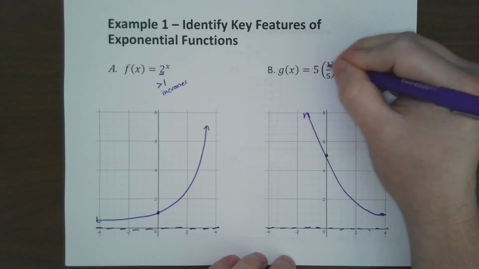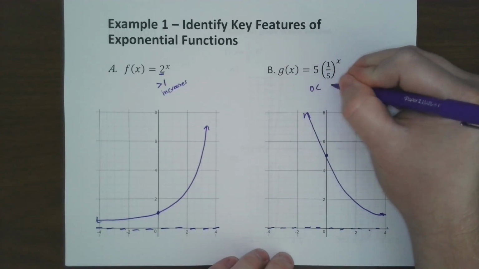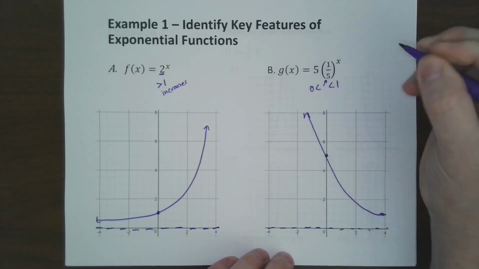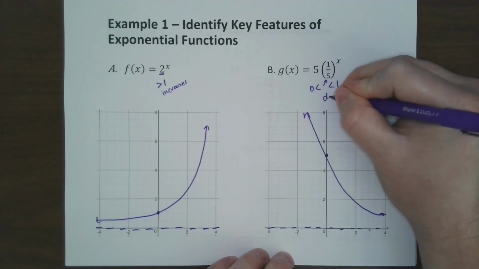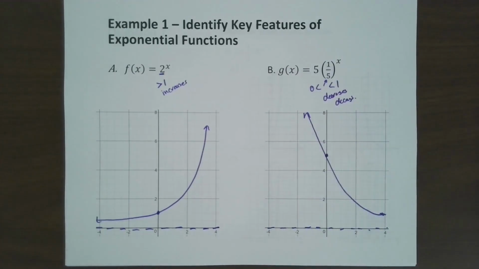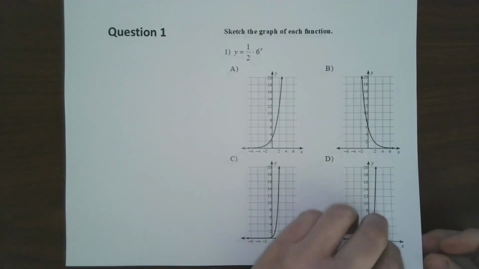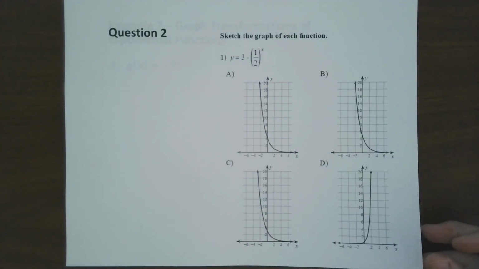Okay, so if this is a fraction, if this value right here is between 0 and 1, then it decreases, or decays, if you will. That's what they call it. So this one's a growth function, that's a decay function. So go ahead and look at this one, and try this one.